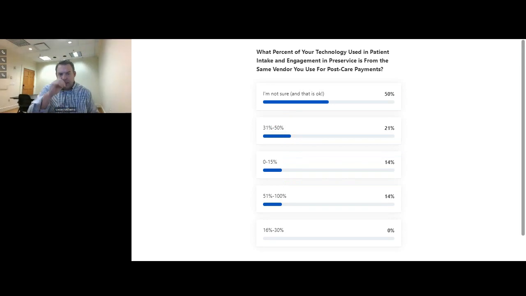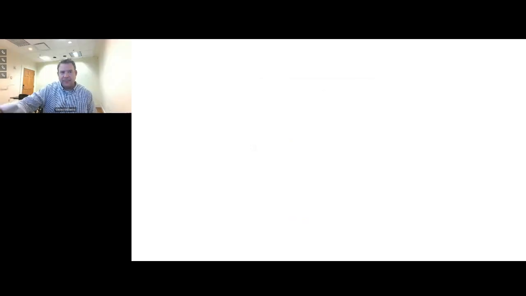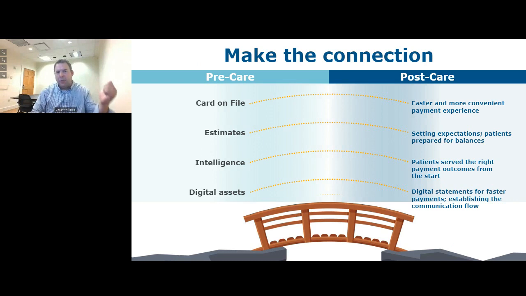Right around just a little less than half, 33%, are saying that you are connected, where the majority, or high 2/3, are saying that we're not sure. It would be a great thing to understand in terms of that setting. When we make the connection from a pre-care to a post-care environment, we're thinking about things that we get at pre-care, whether it's card on file, and how that has the ability to create a faster and more convenient payment experience in the post-care environment or post-adjudication.